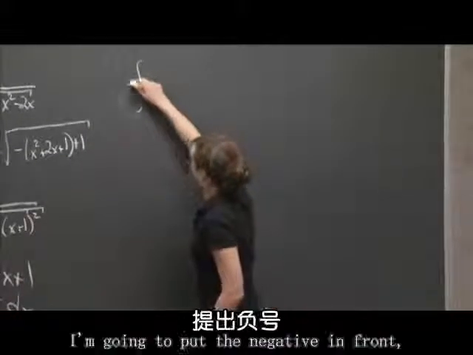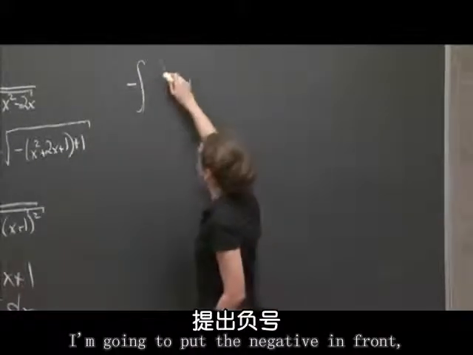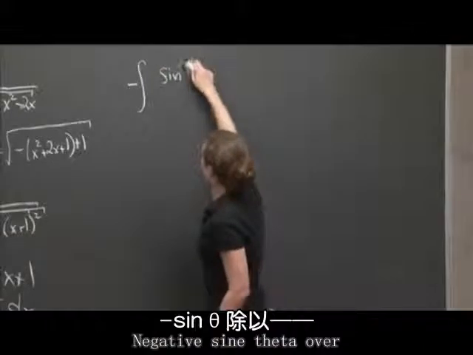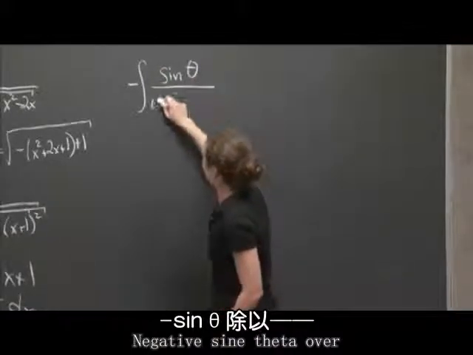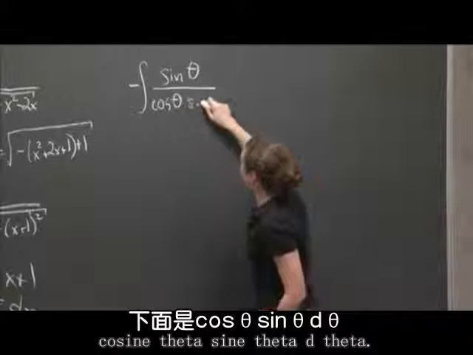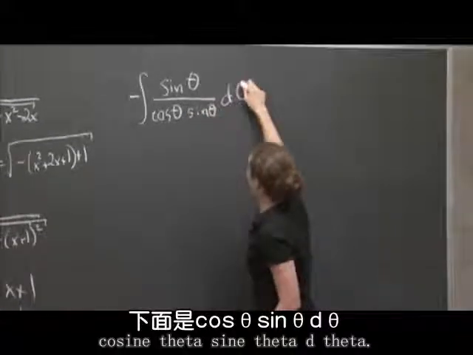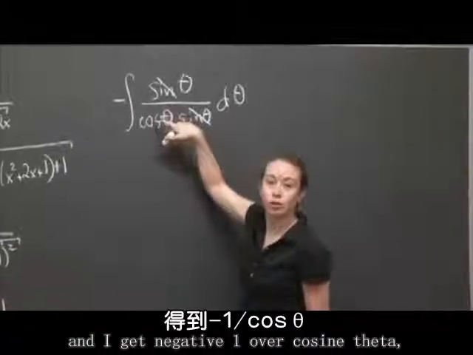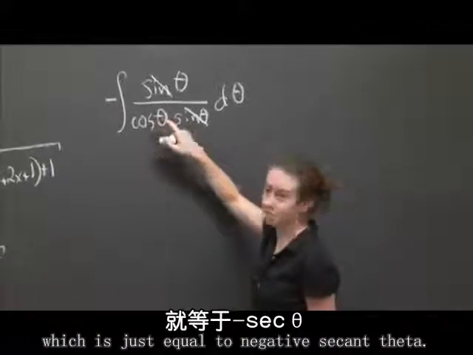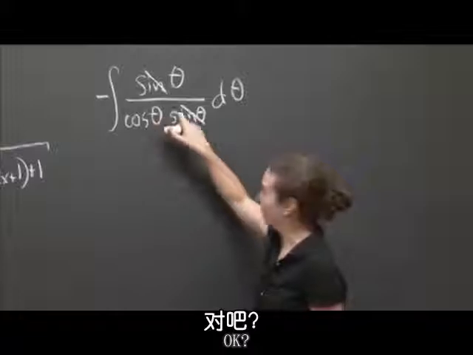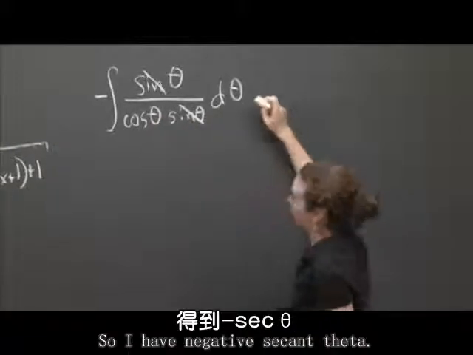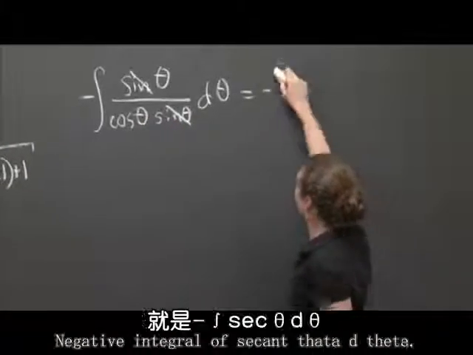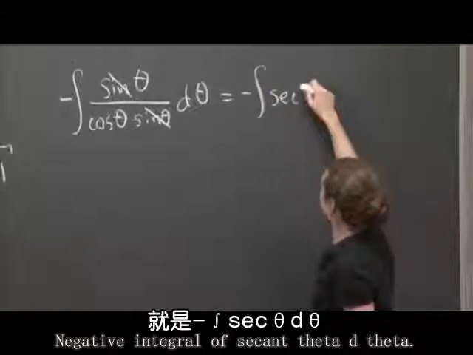So I'm going to put the negative in front so I don't have to deal with it anymore. Negative sine theta over cosine theta, sine theta, d theta. These divide out, and I get negative 1 over cosine theta, which is just equal to negative secant theta. Okay? So I have negative secant theta. Let me actually write that here. Negative integral of secant theta d theta.